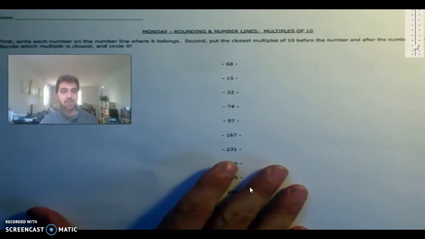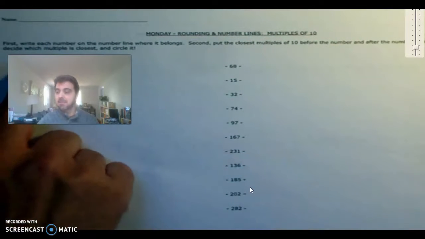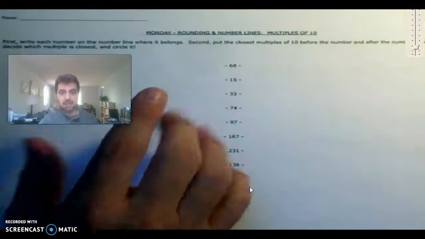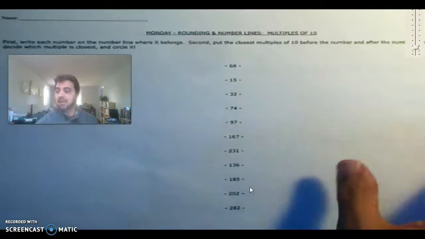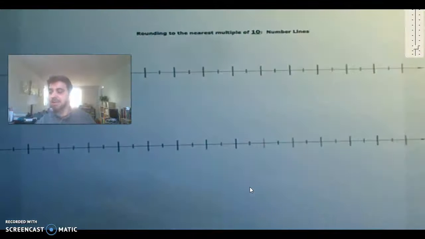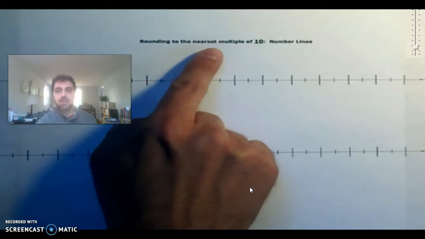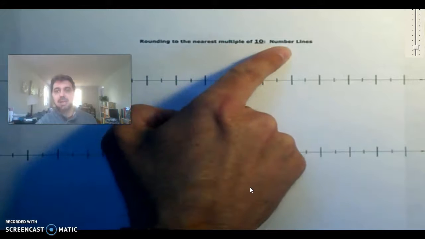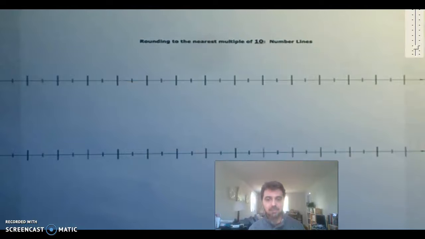So here's what we're going to do, okay? We're going to be rounding with number lines. You should have this packet out, right? It says Monday, rounding and number lines. I want you to go to the next page, and it says rounding to the nearest multiple of 10 number lines, okay? I'm going to move my head out of the way, all right?